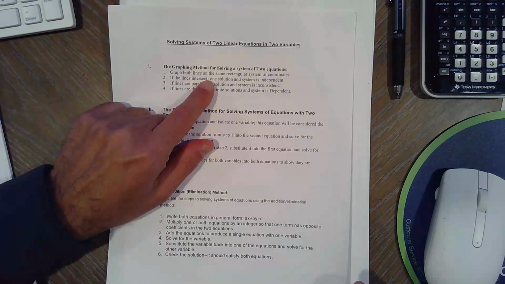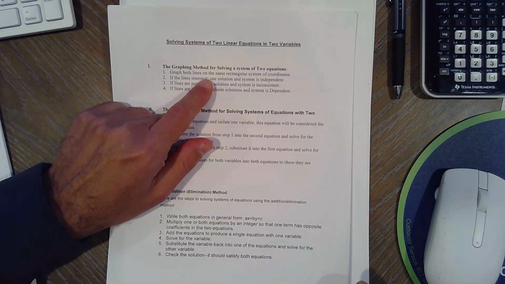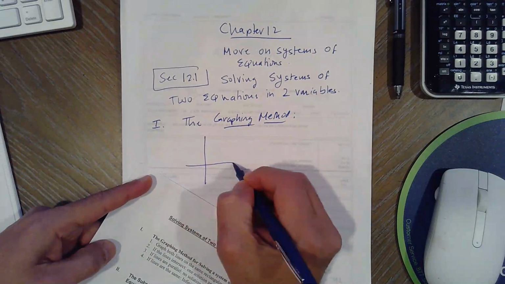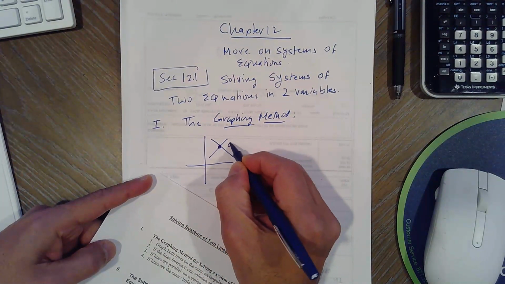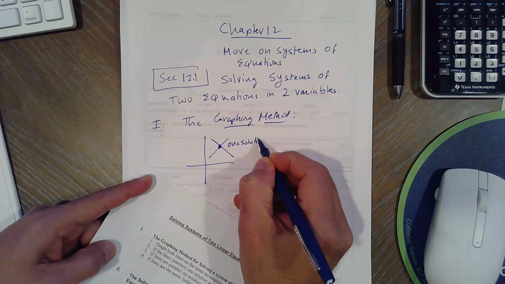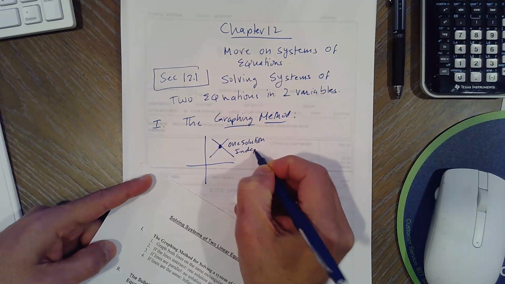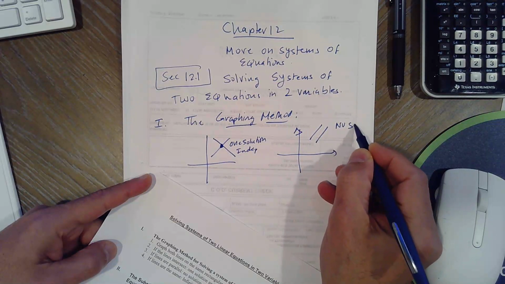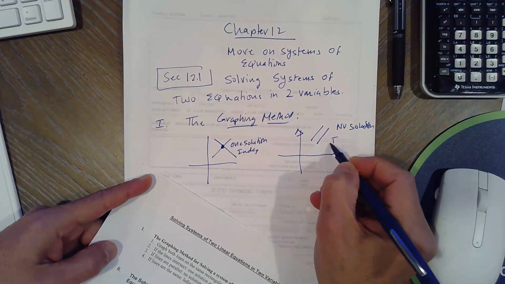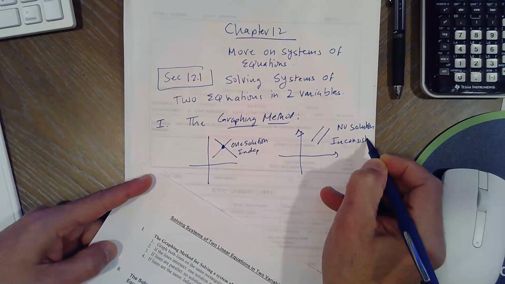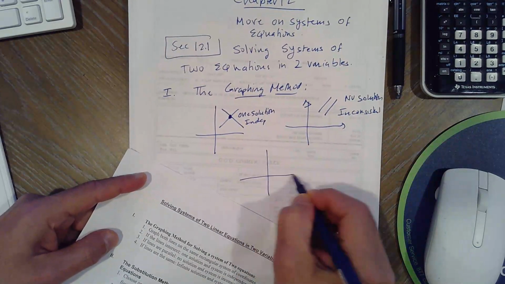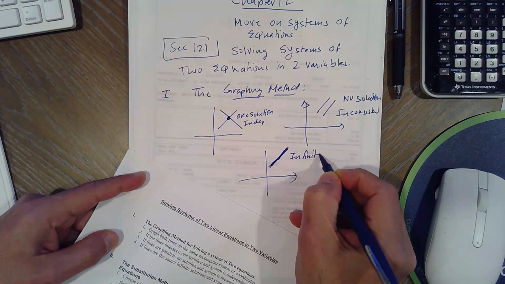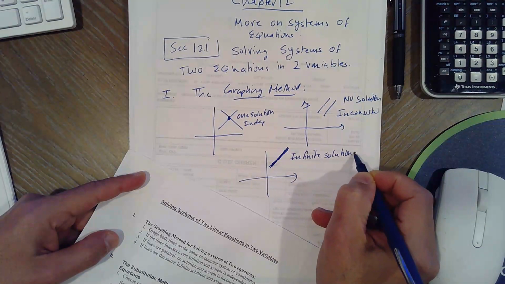You graph both lines on the same rectangular system of coordinates. If the lines intersect, you have one solution. So you could have intersecting lines where you would have one solution and the system is independent. You could have parallel lines where there is no solution and the system is inconsistent. And you could have the same line where you have infinite solutions and the system is dependent.